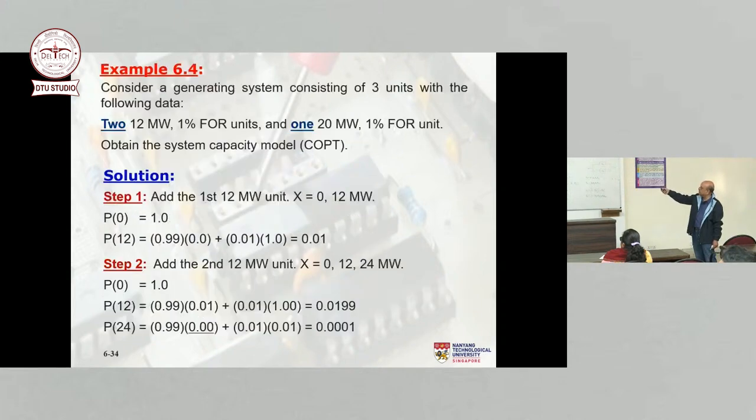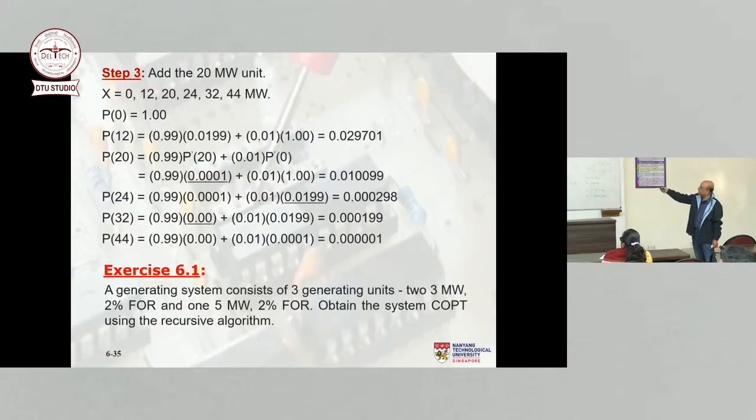So go back to the previous step. Do I have a 4? I don't have a 4, but the next step is 12. So that's 0.0199. So that's the number.